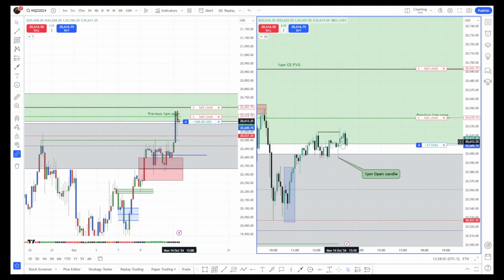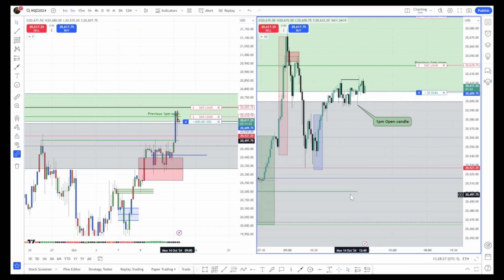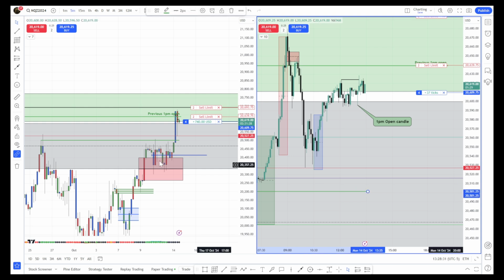Okay, a lot of wicking. Then we got this big down close candle that kind of closes below all these. Okay, and it closes below the candle that ran this high. So unless we CSD this candle, there's the possibility that the target could change to down here. And this is the previous, what is that, 1 a.m. high.